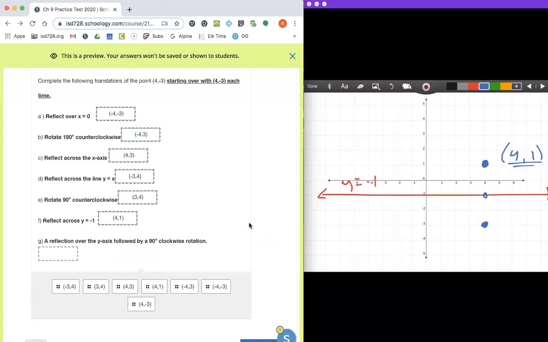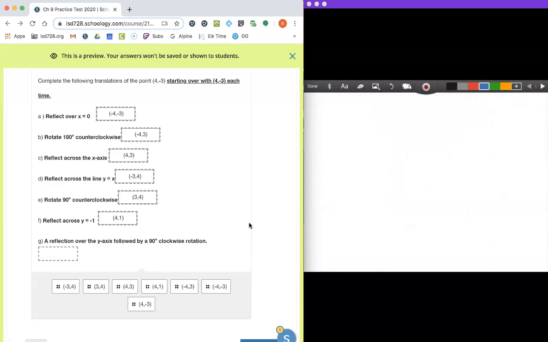And then the last one, this is doing 2 in a row. So let me go back to not using the graph paper. I'm going to start with (4, -3). The first thing I'm going to do is reflect it over the y-axis. The rule for that, I'm going to flip and take the opposite of x and keep y the same. When I do that, the opposite of x is -4. Okay, and then I'm going to keep the -3 the same. So that's the answer after my first transformation.